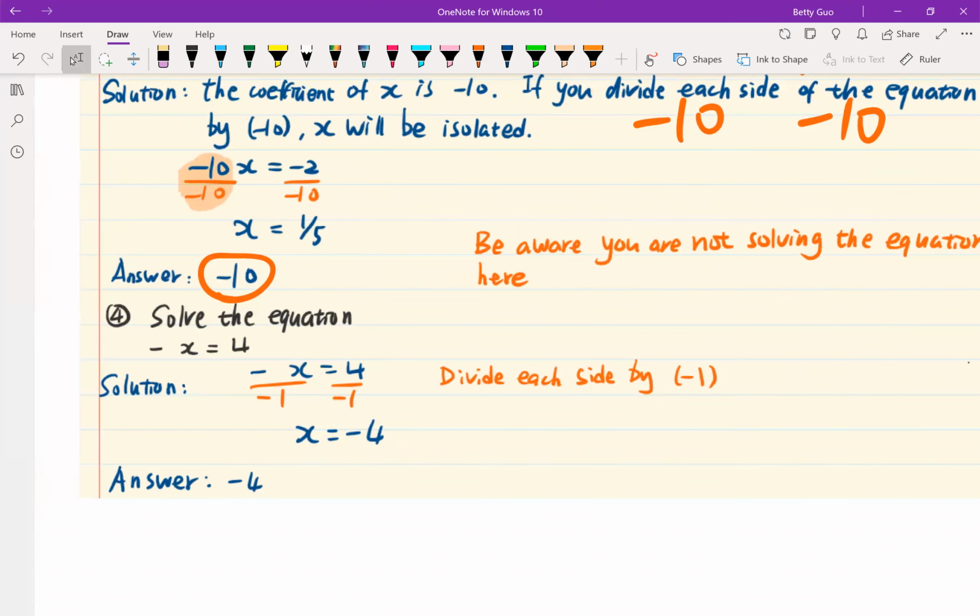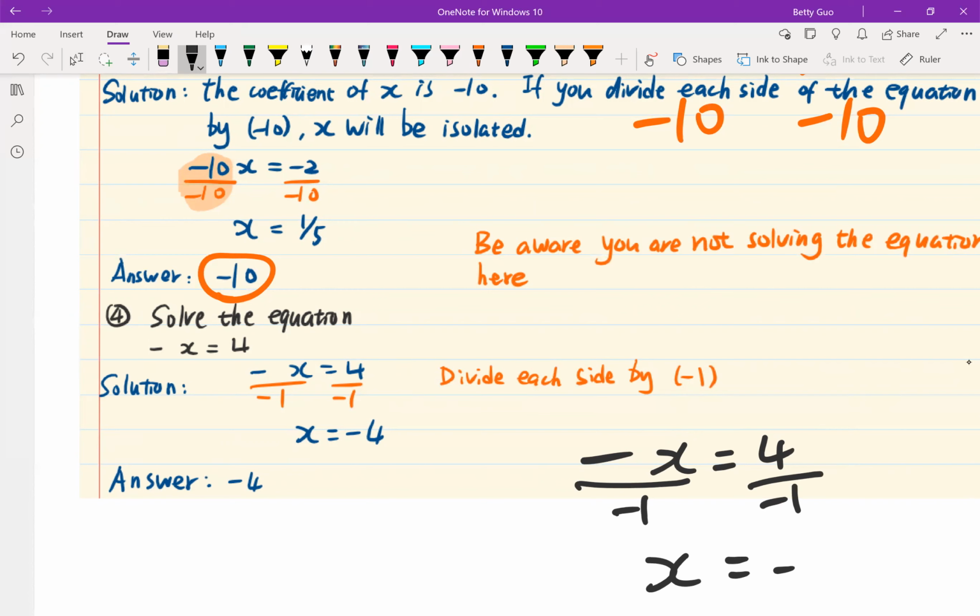Number 4 is to solve the equation. The equation is pretty simple. Negative x equals 4. The coefficient of x is negative 1. We divide both sides by negative 1. Negative 1 over negative 1 is 1, so we have x equals negative 4. 4 over negative 1 is negative 4, so the answer is negative 4.